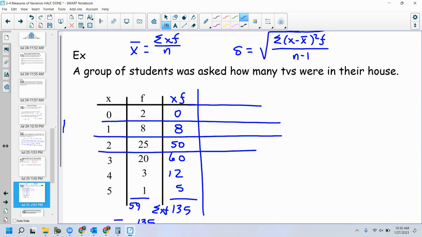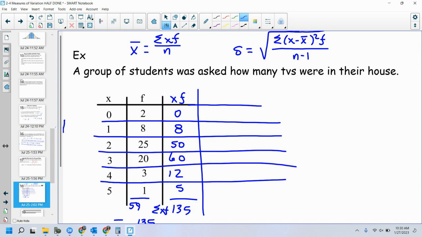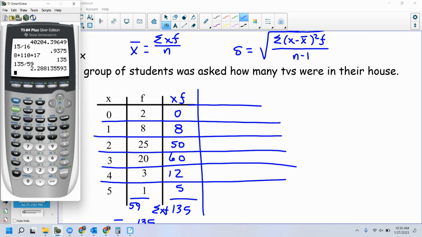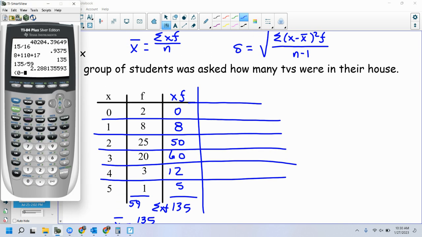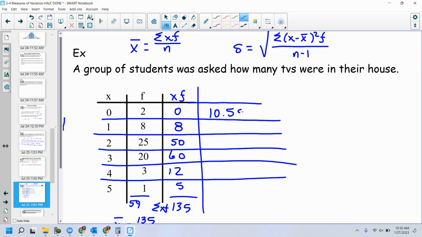Got to stay organized. Organization is key. Sum of x minus x bar squared times f. So I'm going to take x, 0, minus 2.3, 2.3 squared times my frequency, which is 2 in this case. Everybody follow me there for that calculation? Yeah, 10.58. And again, this is x minus x bar squared times my frequency.